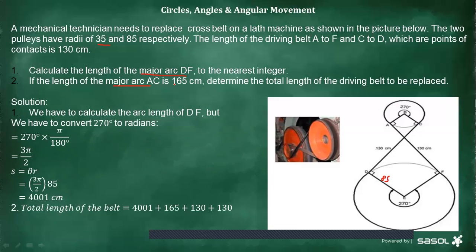We are now given the length, so we just have to add all the sides to determine the total length of the driving belt. So we say 4001 plus 165 plus 130. You can see from D to C is 130, from F to A there is also 130. Then we add them together, and the total length for that driving belt is 4,426 centimeter. So that's the total length.